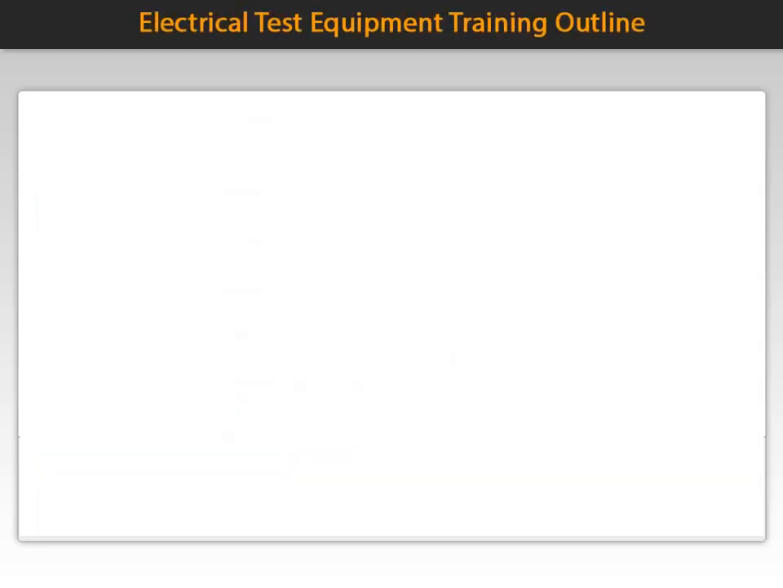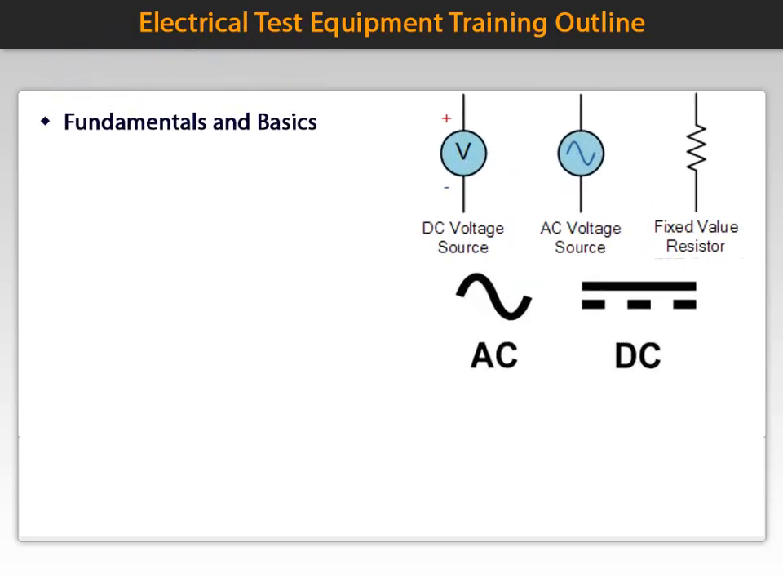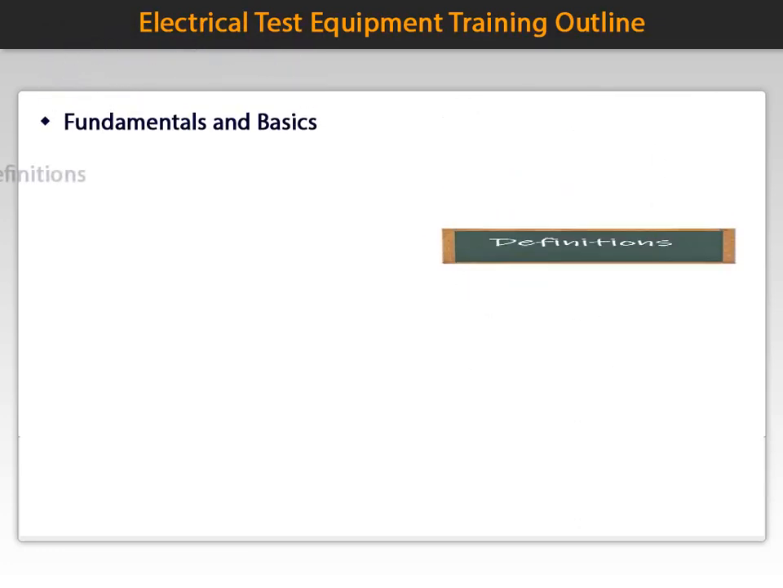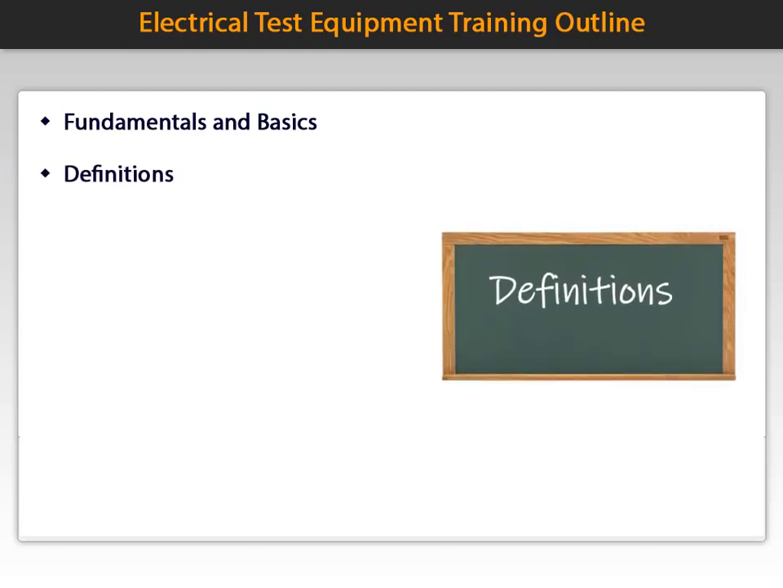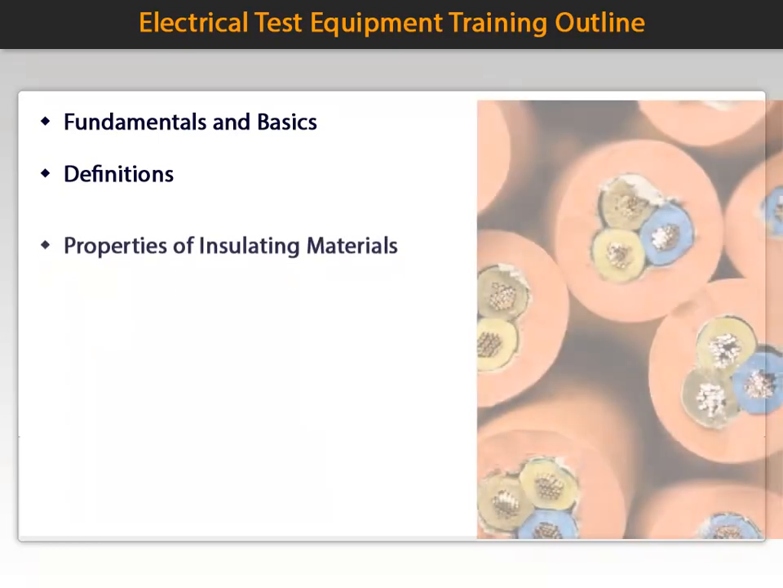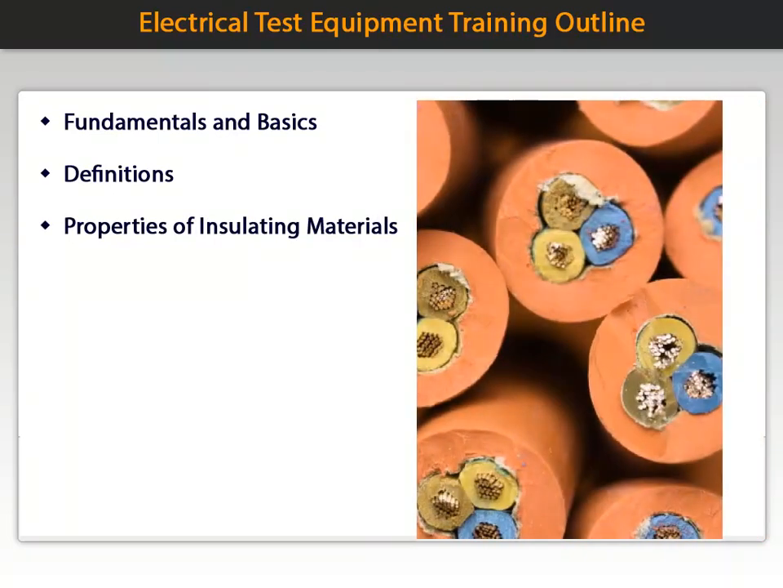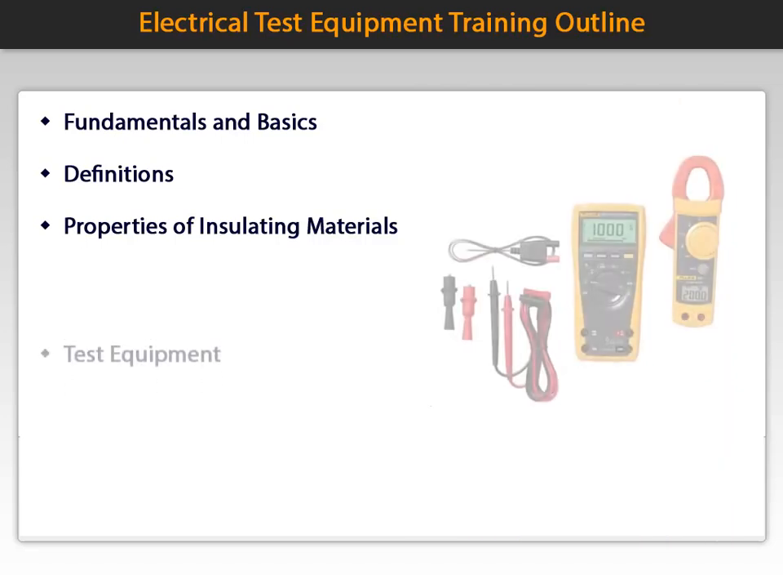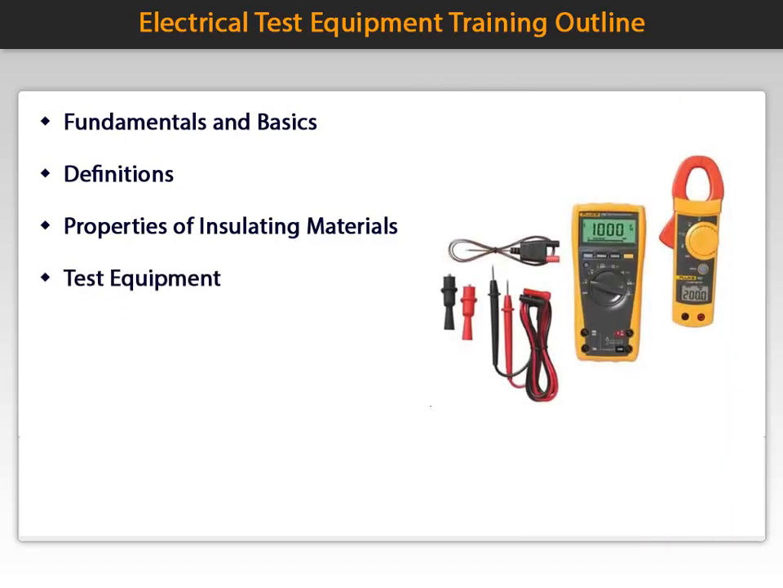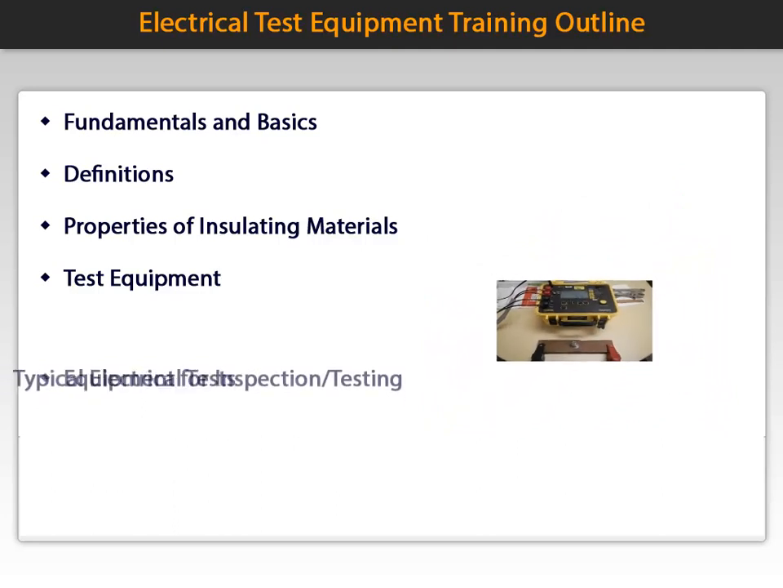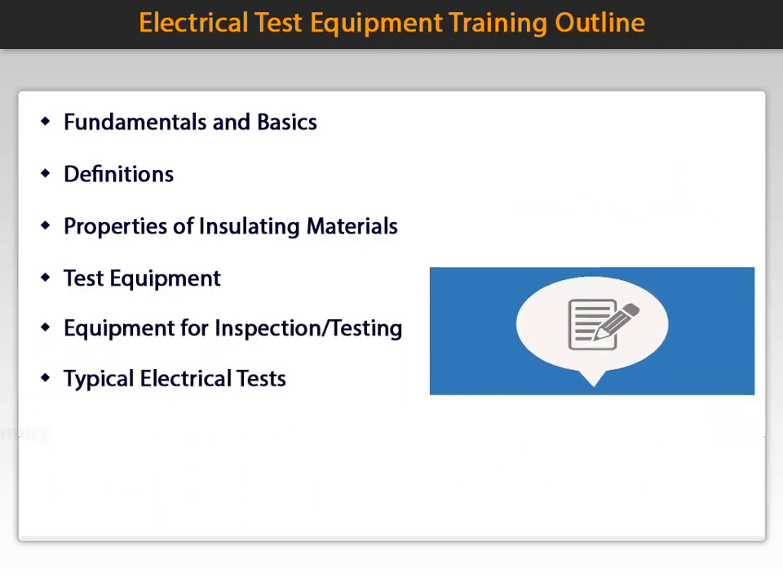This is the outline for what will be covered in this module. First, we will establish some knowledge of fundamentals and basics that will help guide us through the lesson. Along the way, we'll emphasize some definitions that will be useful in understanding test equipment. Many tests of electrical equipment involve insulation integrity, so we'll spend some time examining properties of insulating material. We'll look at some test equipment. We will also examine an overview of equipment as well as how they are used to perform tests. We will then summarize the lesson.